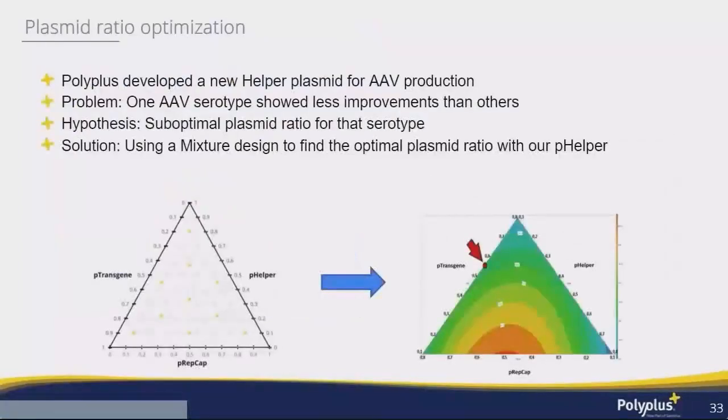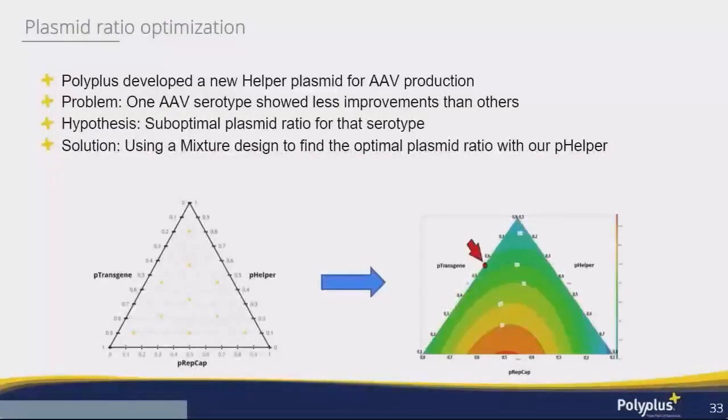The second example is something that we did internally at Polyplus. You may have heard that we recently launched the P-Helper plasmid for AAV customers. When we tested this helper plasmid internally, we had great results. We were happy with the first results we were seeing. For most serotypes, we did see an improvement compared to the competition, but there was one problem. There was one really important serotype for which we saw much less improvement than with other serotypes.